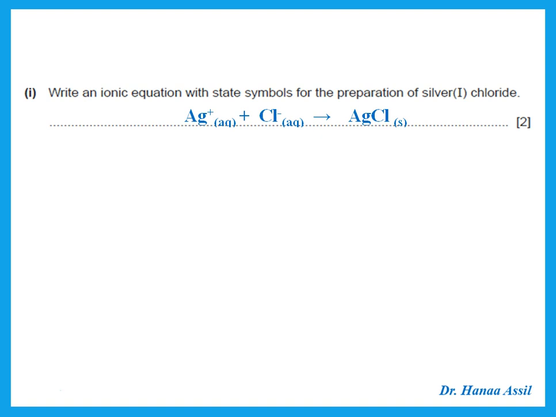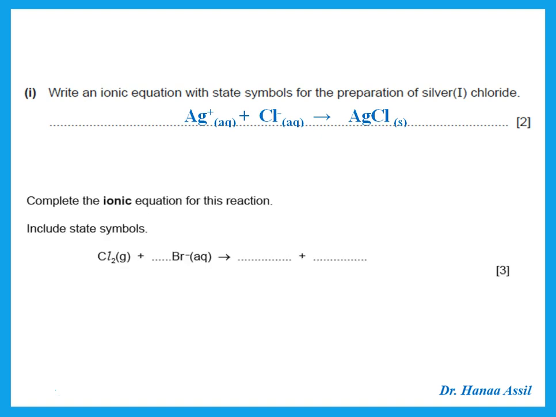So for example, in the lab, we do a test for chloride. So I could have something chloride like sodium chloride. Now, if I add silver nitrate, for example, so silver nitrate is aqueous, sodium chloride is aqueous. When we add them, they give a white precipitate. So that is silver chloride, which is a solid. So this is the ionic equation for this reaction. If he says complete the ionic equation for this reaction, include state symbols.